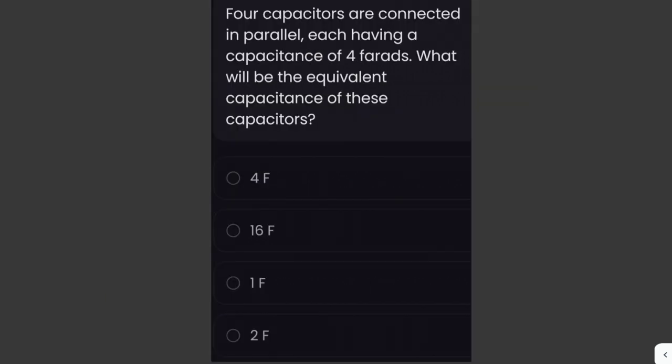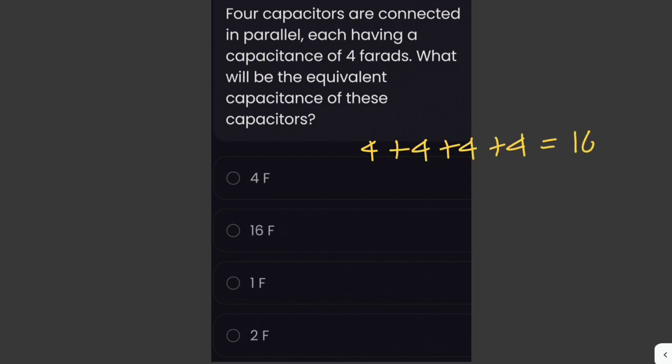Four capacitors are connected in parallel, each having a capacitance of 4 farads. What will be the equivalent capacitance of these capacitors? Capacitors are added in parallel here. Since they are connected in parallel, their equivalent capacitance is found by just adding them up: 4 plus 4 plus 4 plus 4.